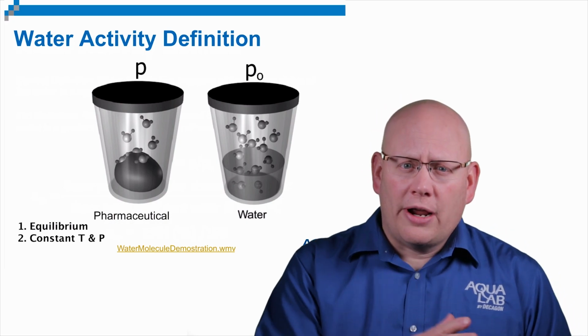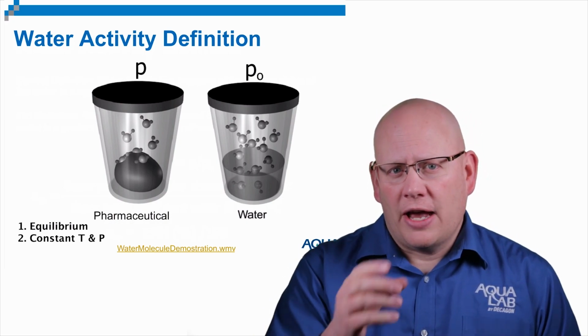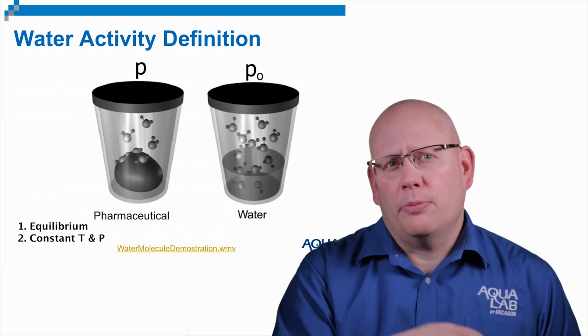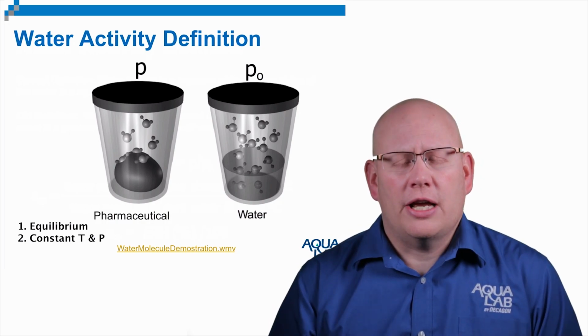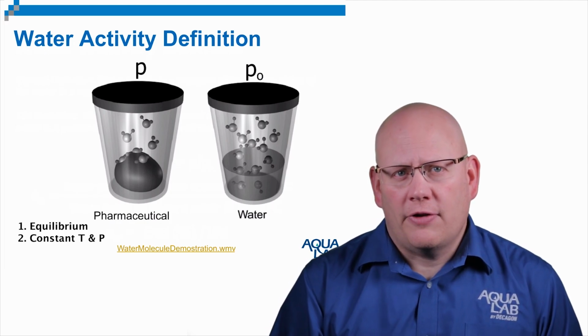And so a water activity of, say, 0.2, versus a water activity of 0.5: the sample with a water activity of 0.2 has a lower energy, or the water has a lower energy, than the sample that has a water activity of 0.5.